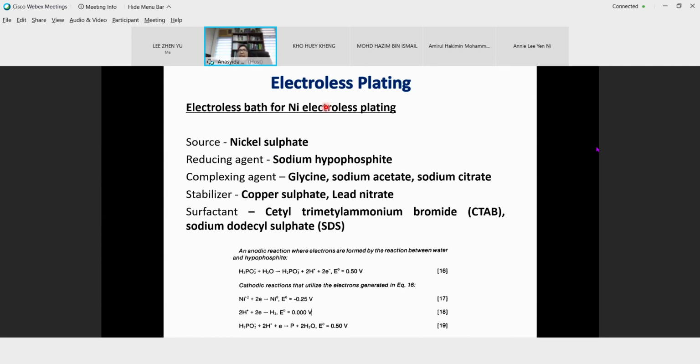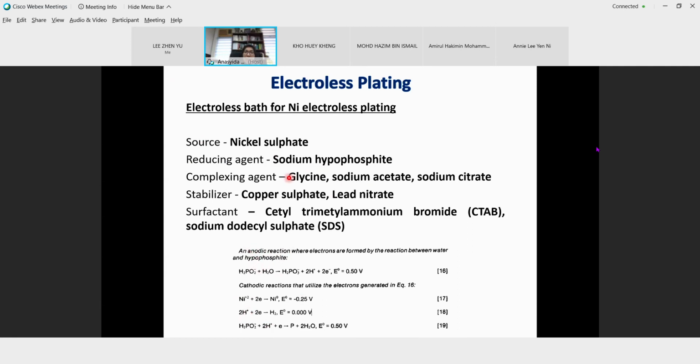But when you buy this from the company, they won't actually tell the details of what materials they add, what the composition is, because all this will form one ingredient. So we just buy this one, and we will put it in the bath, and then just immerse your sample. There is no electrical supply connected to the component. So you can see here that there will be reactions of anodic and also cathodic.